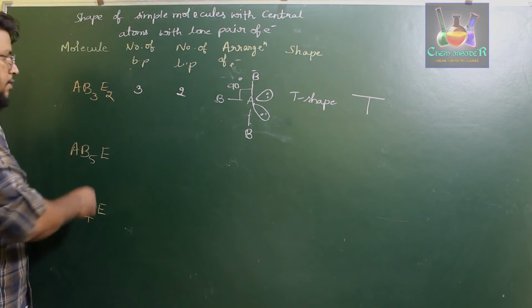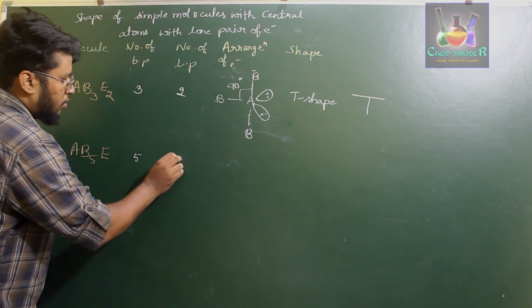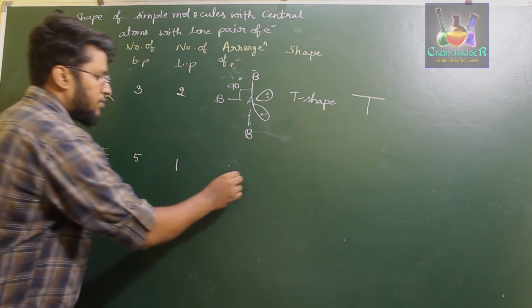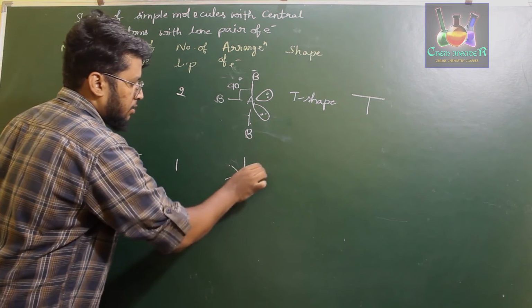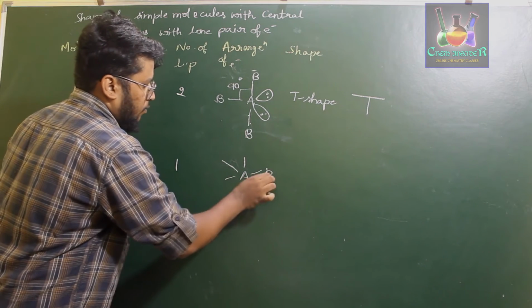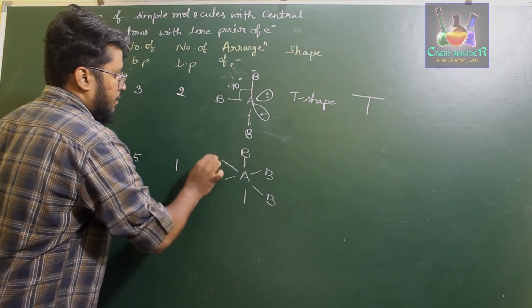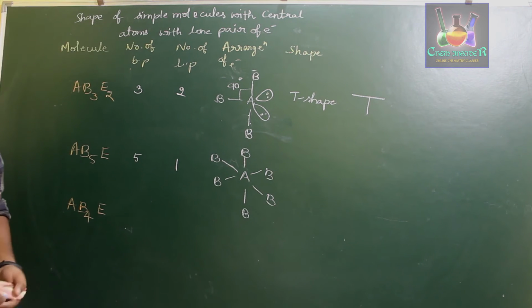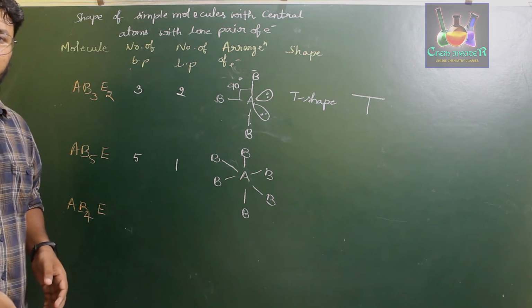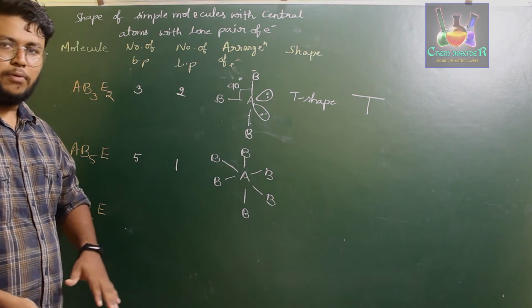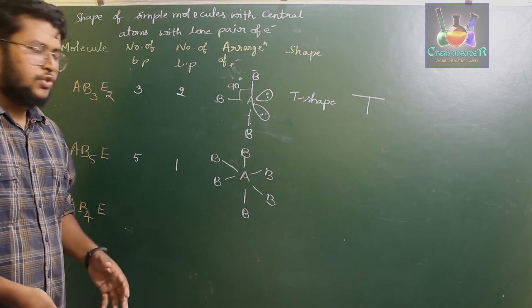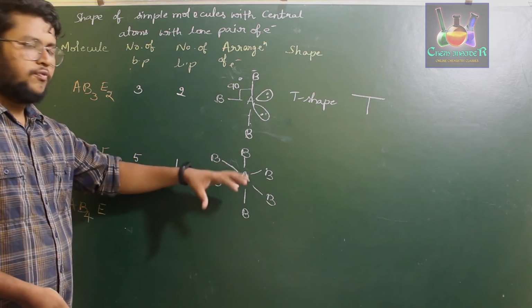Next is AB5, which has 5 bonding pair electrons and 1 lone pair of electrons, AB5E. That will have the geometry of AB6, that is nothing but octahedral geometry, where one bonding pair will be replaced by a lone pair of electrons. Because this lone pair pushes the other orbitals in the opposite direction, we could usually assume that this molecule should be forming a different kind of geometry.